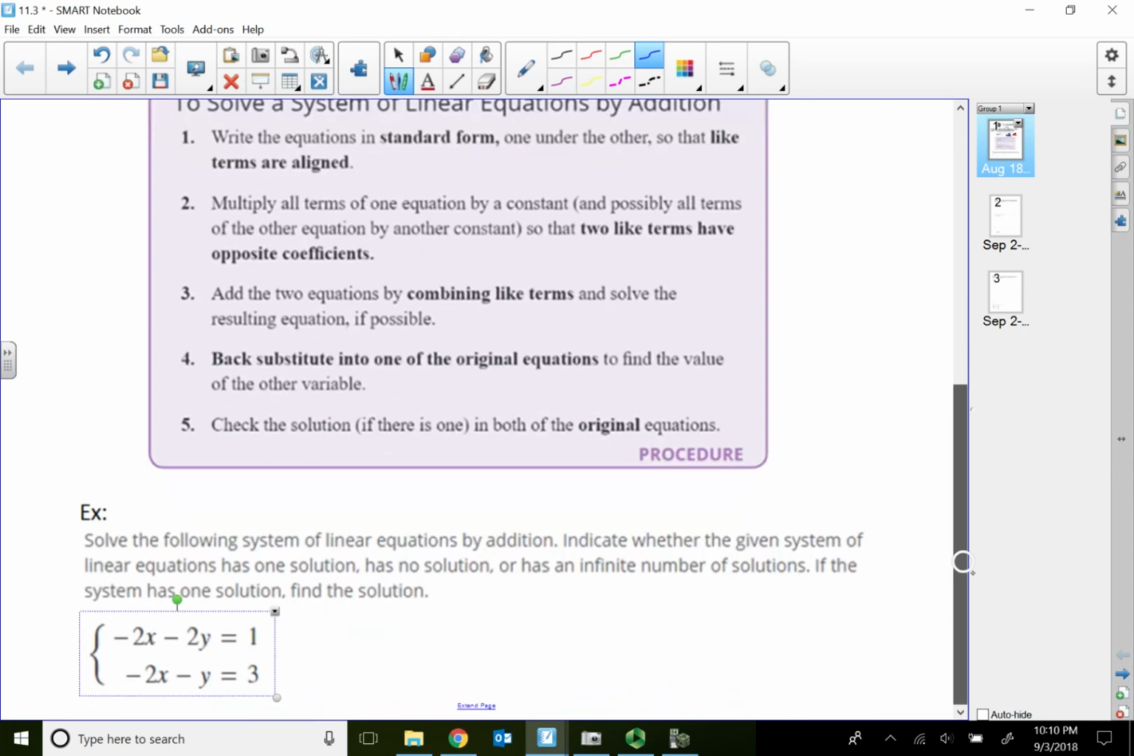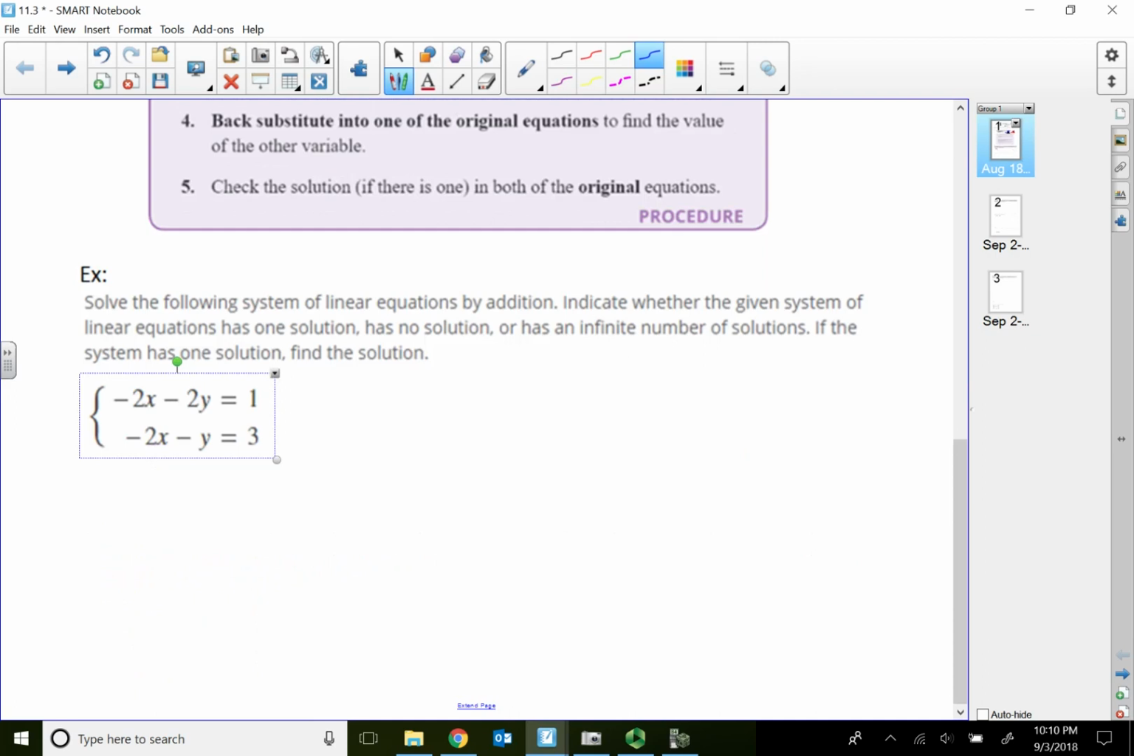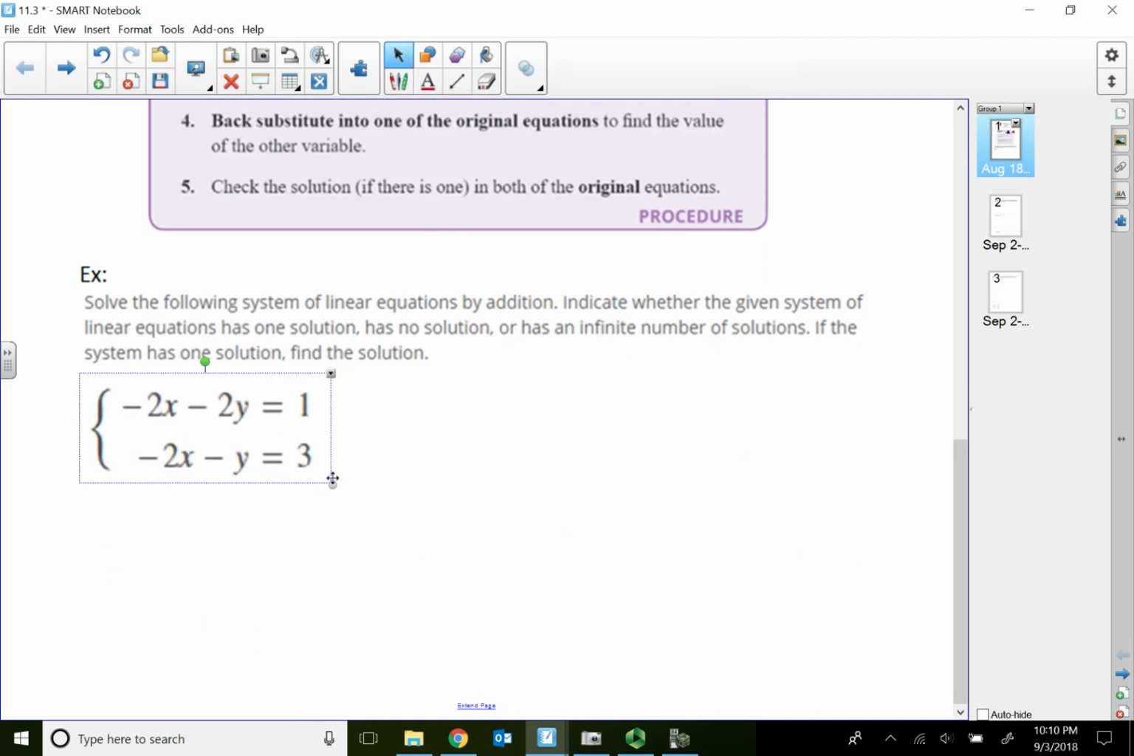All right, so let me show you how to do this real quick. If you look at this particular example, I noticed that for the variable x the coefficient is already the same, so I can go ahead and eliminate x. I'm going to write it down here on the side. If the coefficients are not the same, I will multiply by a certain factor to make them the same. In this case, x is already the same, so I can go ahead and eliminate x.